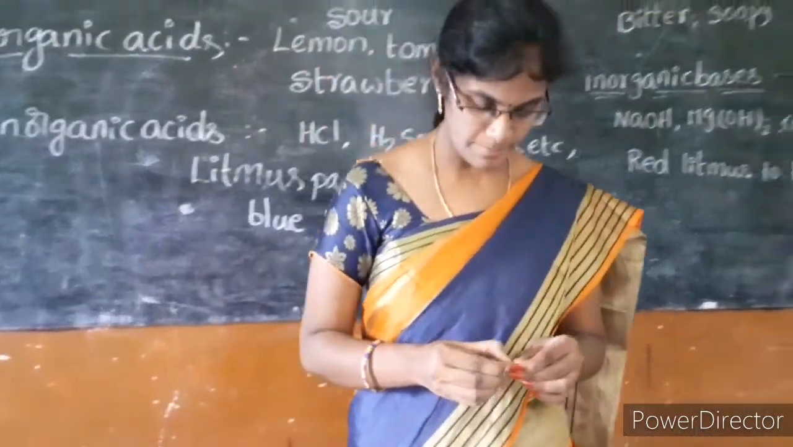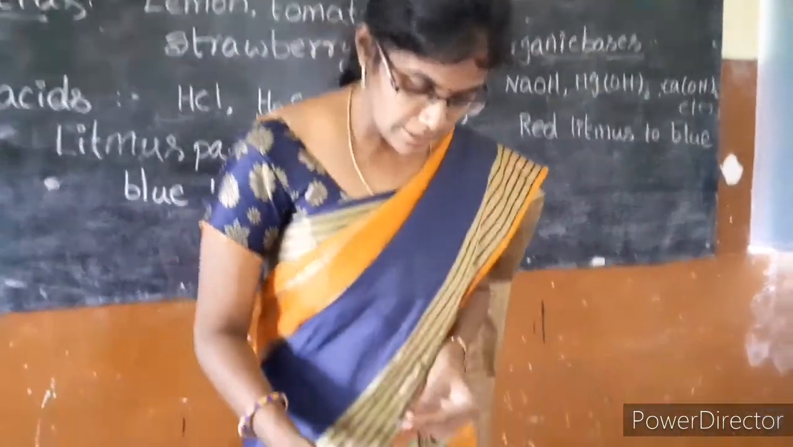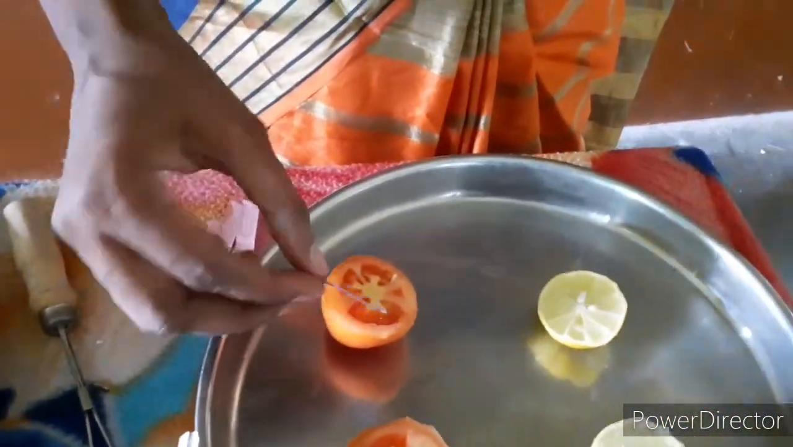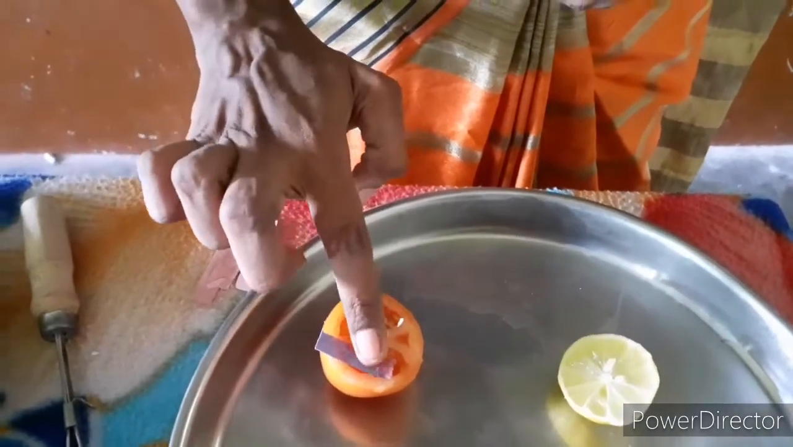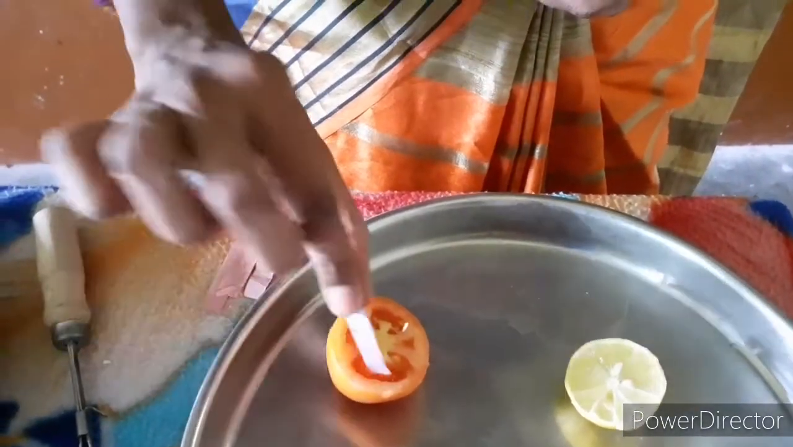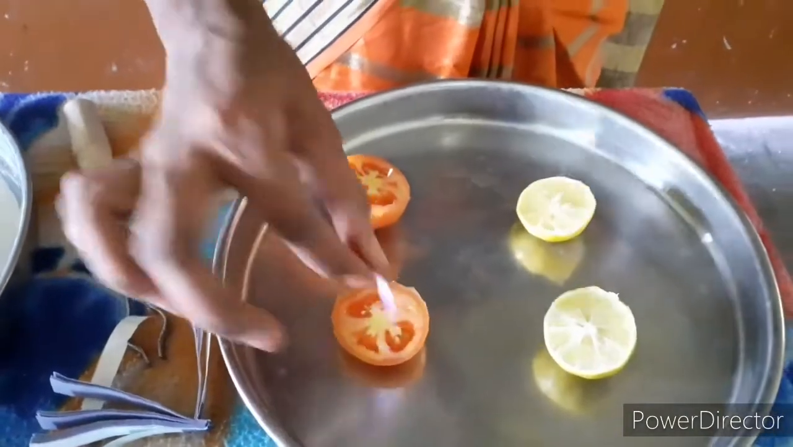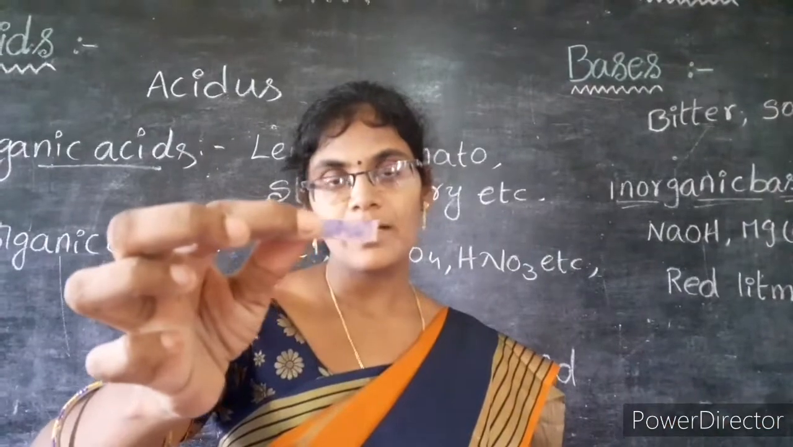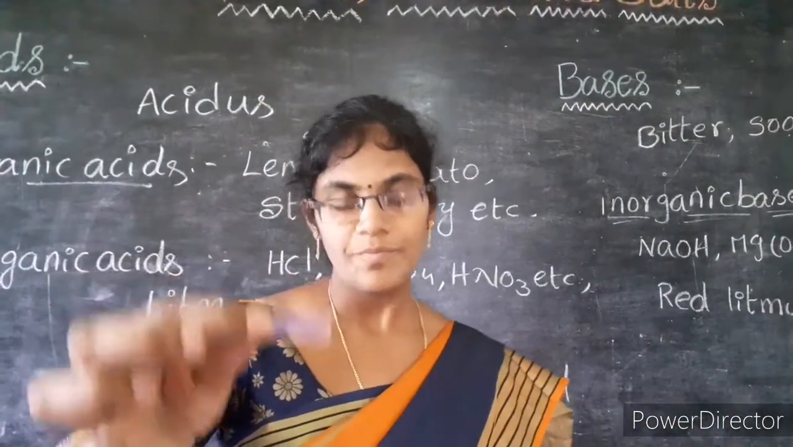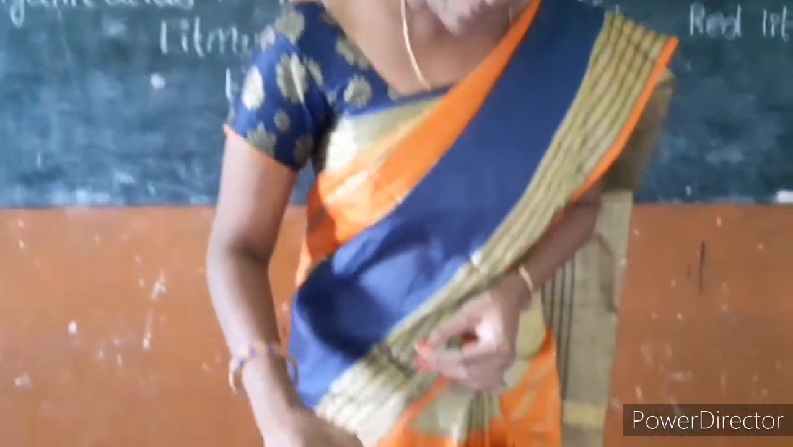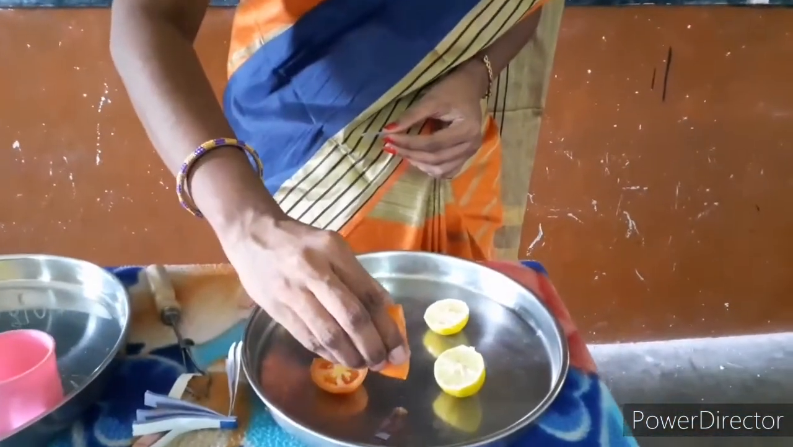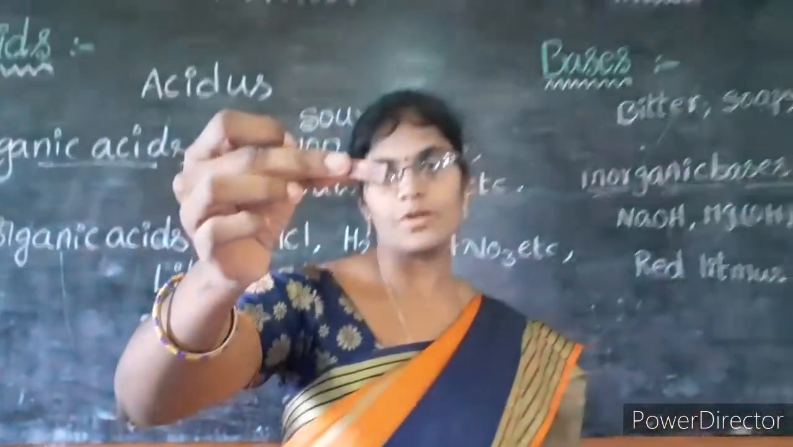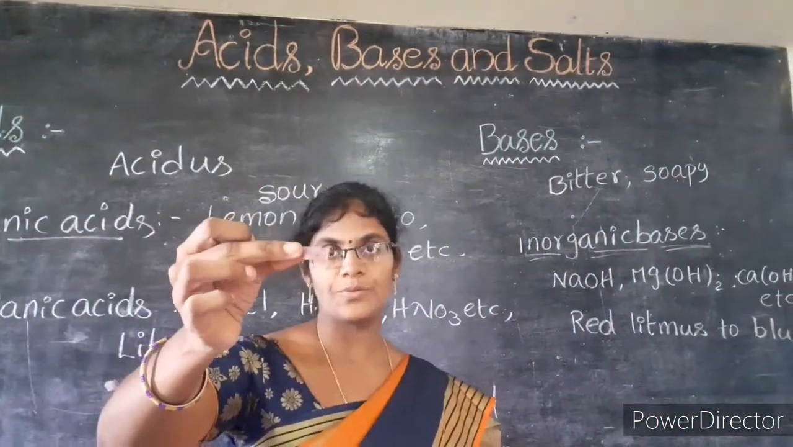and, children, look here. I placed this blue litmus paper on tomato. Now you will observe what is the color of the litmus paper. Is it turning to red or not? Yes. Now look, it appears very clearly right now.